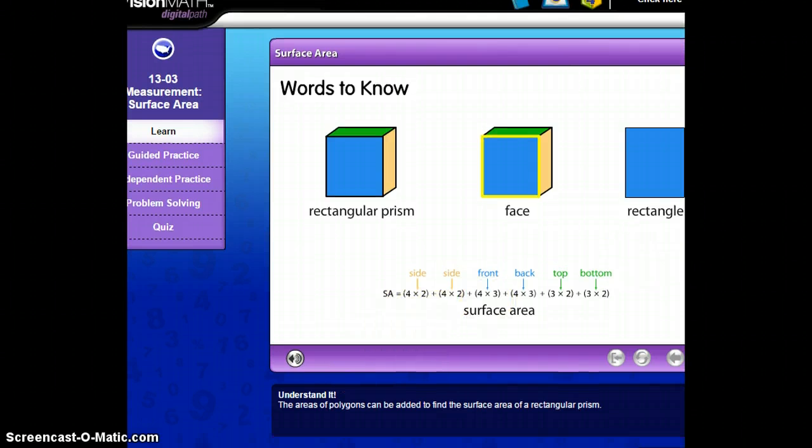I hope you can see that, okay? I know this looks extremely long, but area, we said, of a rectangular prism is length times width, okay? So they found the area of one side and the other side, the area of the front, the back, the top, and the bottom, and they're adding all those different areas together, and that's what surface area is.